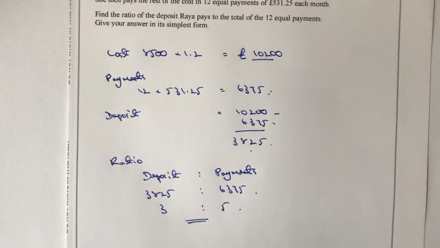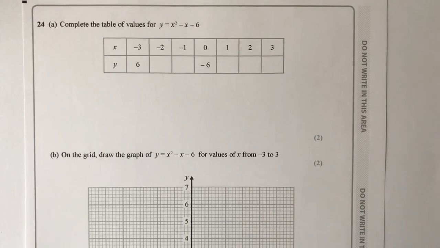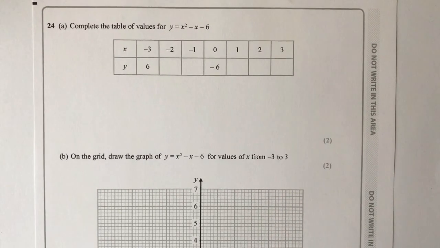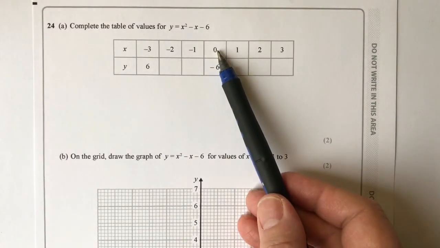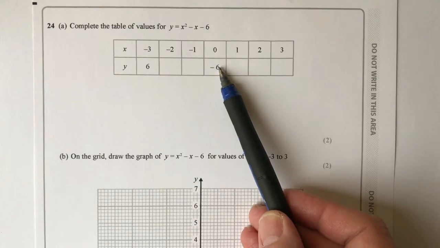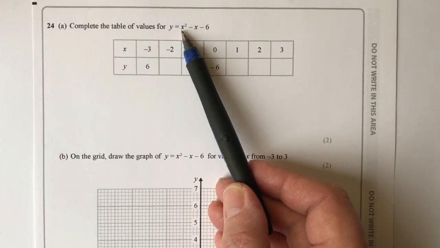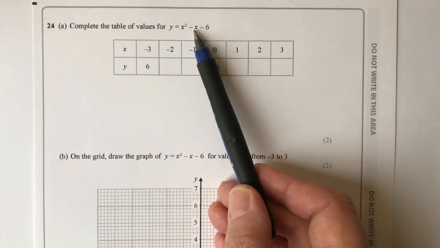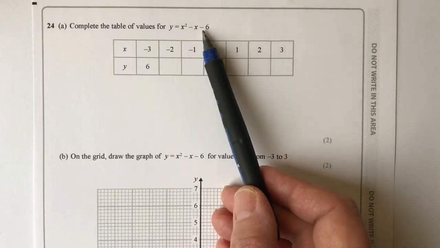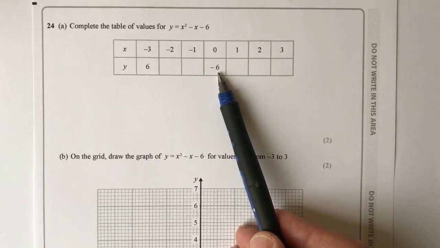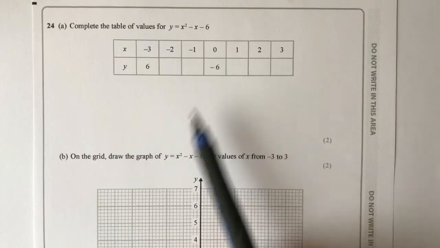Okay, so let's move on then to question number 24, where we're being asked to draw a graph. The first part of that is being asked to complete the table of values. We've been given a couple of values to work from, so we know that when x is 0, y is minus 6, because if I plug 0 into here, I get 0 squared, which is 0, minus 0, so those two become nothing, and then I've got minus 6 left. We need to do the same with the other numbers as well.